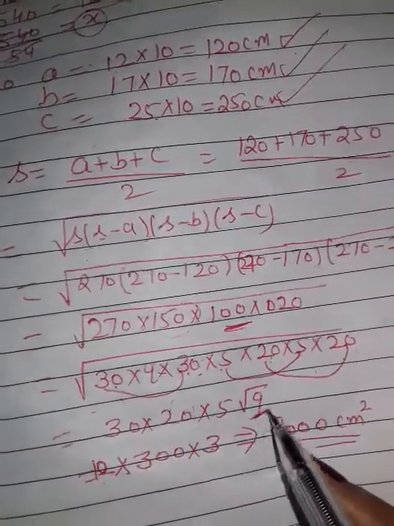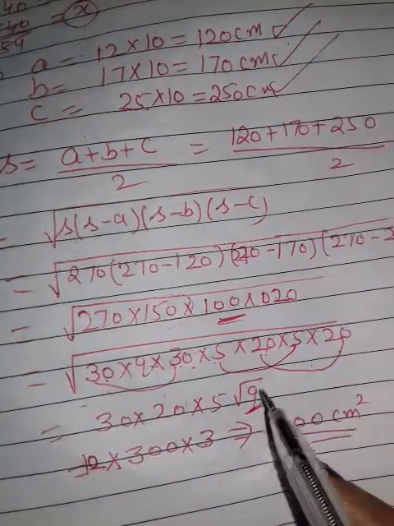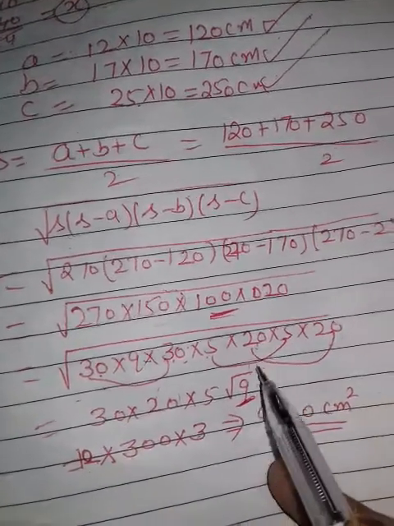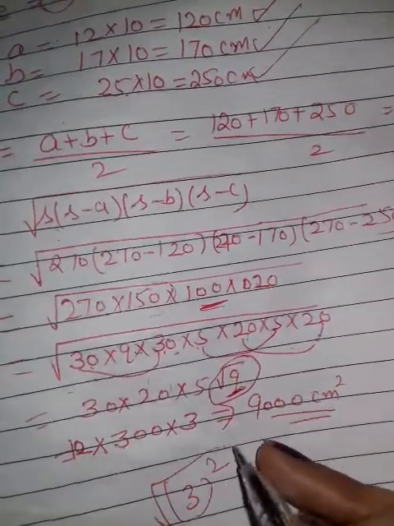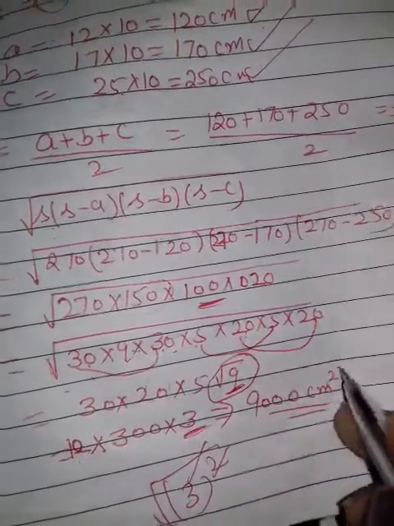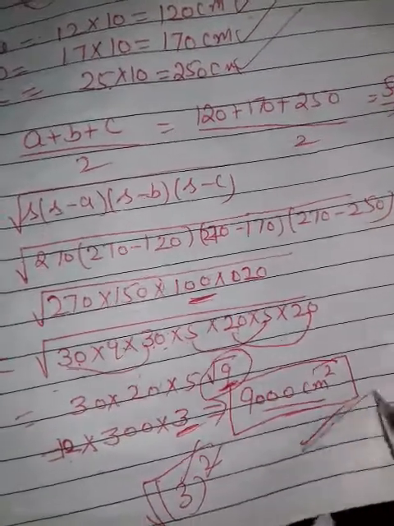But 9 you can see is 3 square. Square will cancel with the root. You can say this is 3 square. So in this manner I got 3. You got 9000 centimeter square.